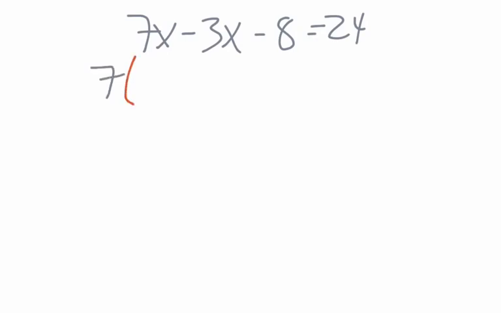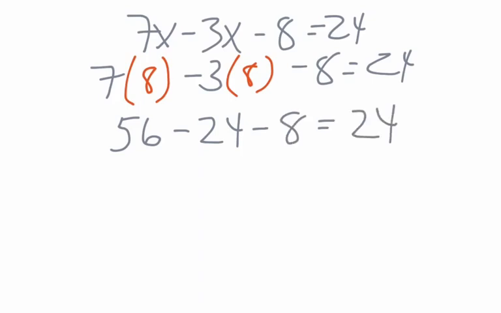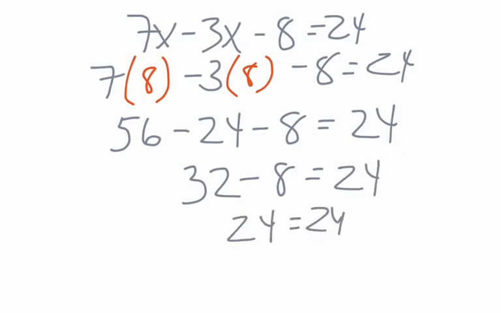So we think that 8 is the solution. So what we do is we substitute in the 8. 7 times 8 is 56. 3 times 8 is 24. 56 minus 24 is 32. And 32 minus 8 is 24. And notice that it does make the equation true.